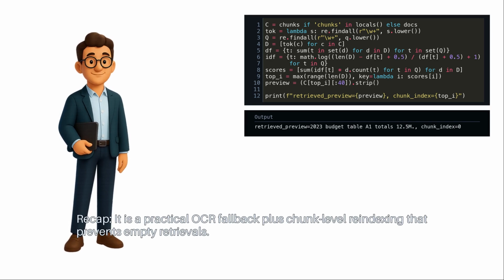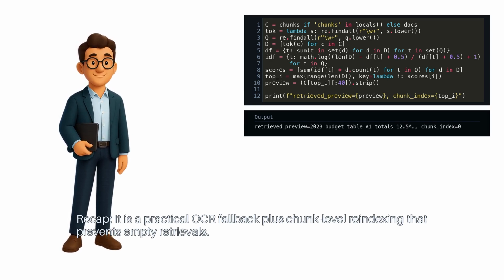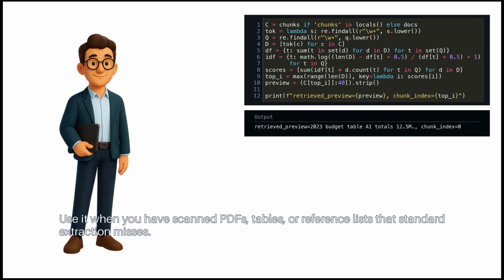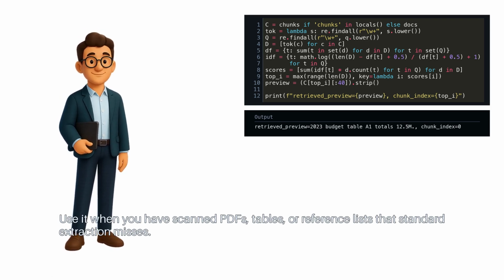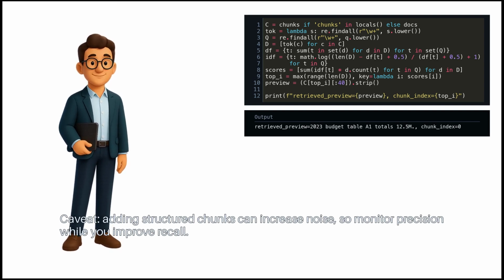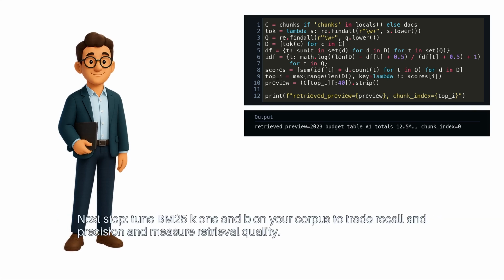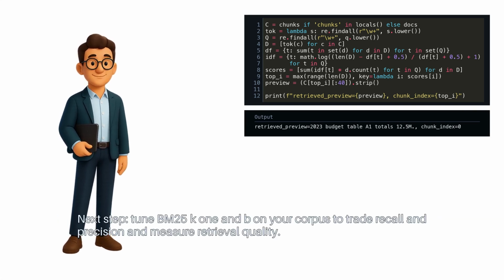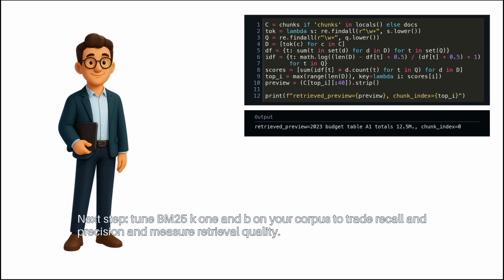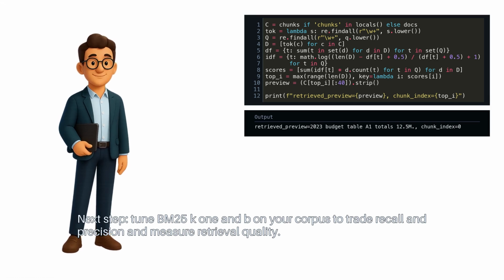Recap: it is a practical OCR fallback, plus chunk-level reindexing that prevents empty retrievals. Use it when you have scanned PDFs, tables, or reference lists that standard extraction misses. Caveat: adding structured chunks can increase noise, so monitor precision while you improve recall. Next step: tune BM25, K1, and B on your corpus to trade recall and precision and measure retrieval quality.